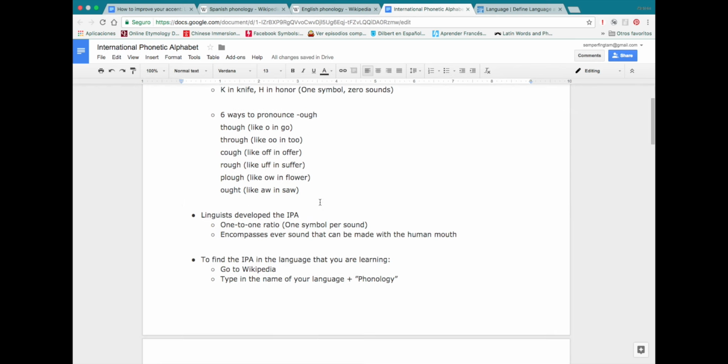So that's why linguists developed the IPA. And this is great because it has a 1-to-1 ratio, which means there's one symbol per sound. And it's never going to be ambiguous. It's never going to be confusing. If you see how something is written in the IPA, you're going to know exactly how that word is supposed to be pronounced. And every word in every human language known to us can be written using the IPA.